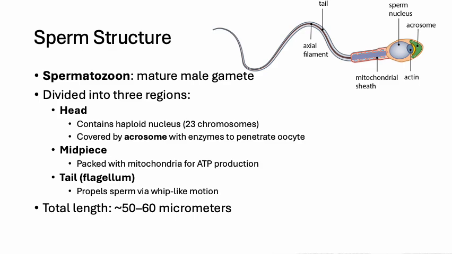The midpiece is loaded with mitochondria, which produce ATP necessary to power the tail, which is a flagellum that enables the sperm to swim. This unique design gives sperm the motility and precision needed to navigate the female reproductive tract and reach the egg.